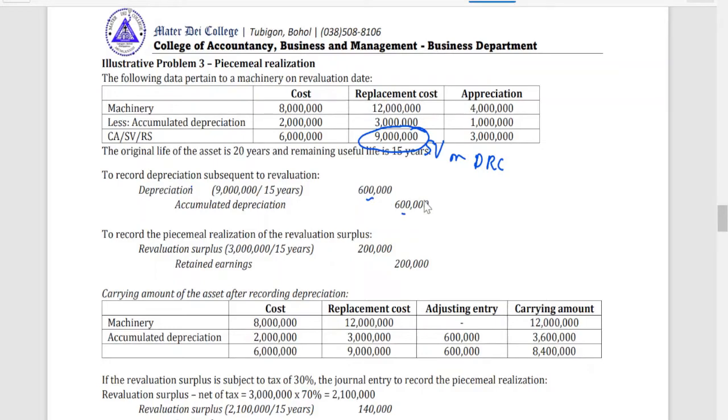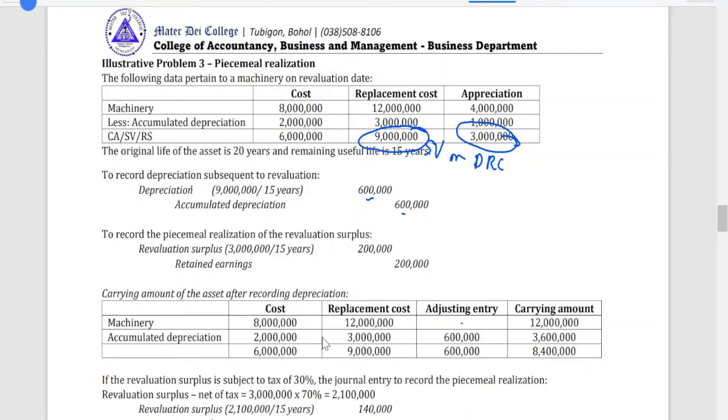Now, we need to prepare another entry for the piecemeal realization since this is a machinery which is a depreciable asset. How do we recognize the piecemeal realization? Just get your revaluation surplus and divide it by the number of years in terms of the remaining life of the asset. So, mura na siya og depreciation. Okay, straight line siya. Debit revaluation surplus, 200,000, and credit retained earnings.